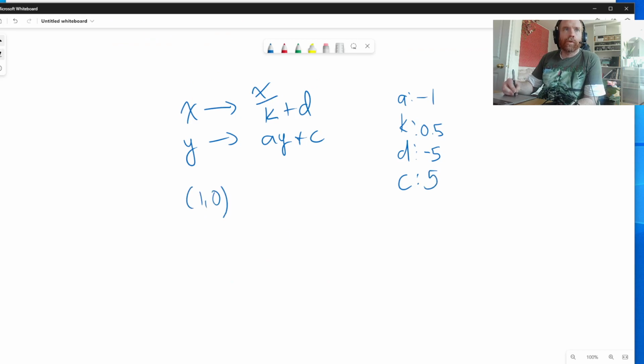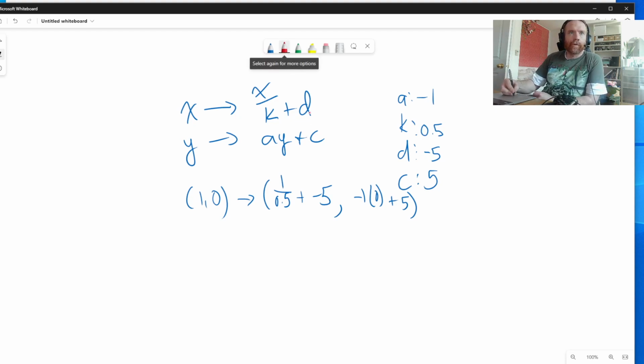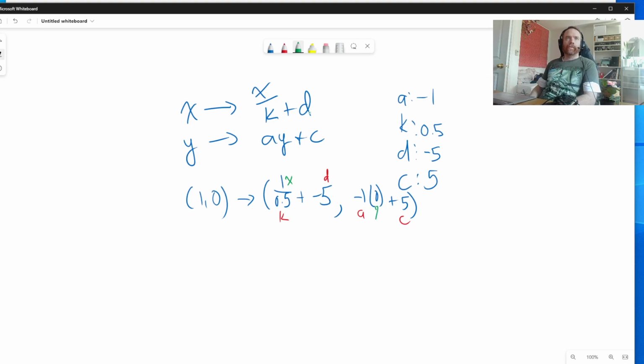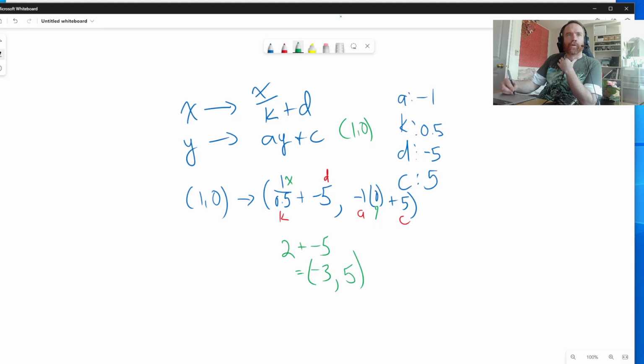This means that if we start with the point 1, 0, it has to become 1 over 0.5 plus -5, comma, -1 times 0 plus 5, right? And so just to quickly go over this one more time, this is k here, this is d, this is a, this is c, and this is x, and this is y. The point that we were given was the point 1, 0, and we're transforming it. So here, 1 over 0.5 is 2. 2 plus -5 is -3, which is going to be the x coordinate. Over here, I've got -1 times 0 plus 5, so 5 is the y coordinate.